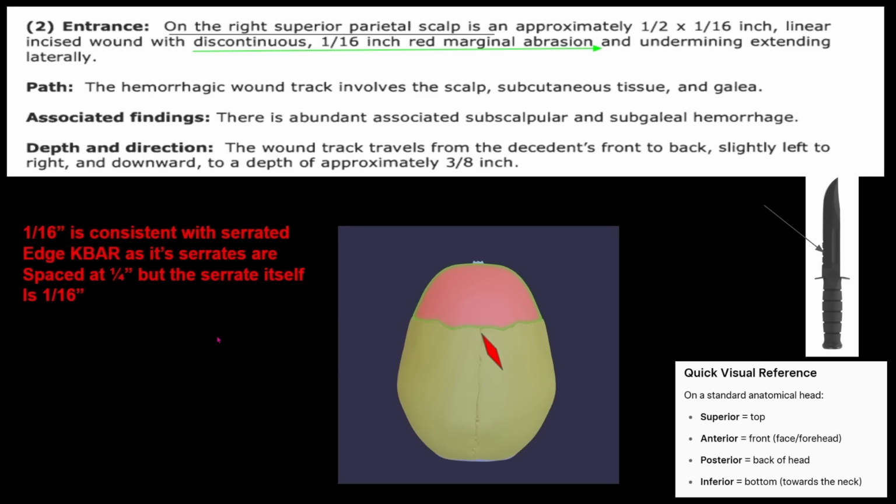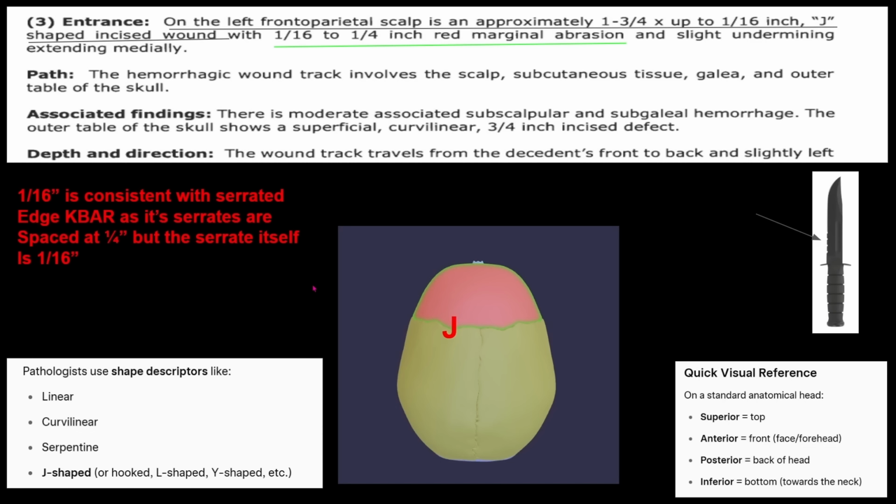And it's 3/8 inch deep. And this is how it would be oriented on top of the head. It's only a 1/2 inch, so I made it look a little bigger than it is. On the left frontal parietal scalp, 1 3/4 by 1/16 inch J-shaped incise wound. And it's again got 1/16 to 1/4 inch red marginal abrasions, indicating the serration consistent with the K-bar.